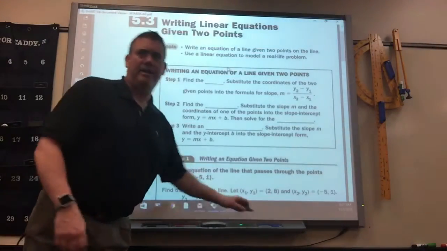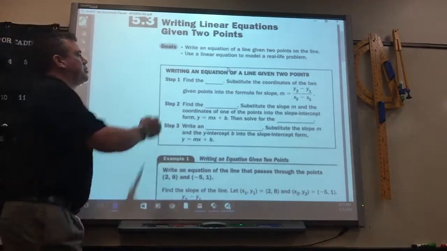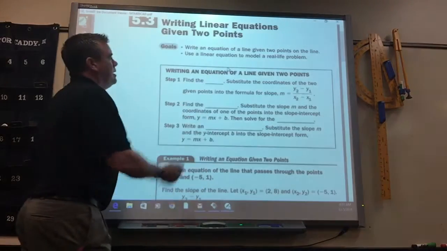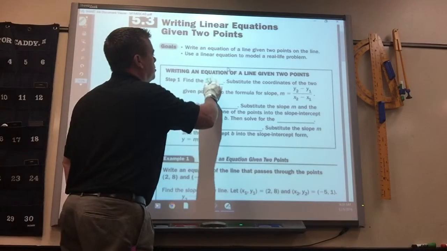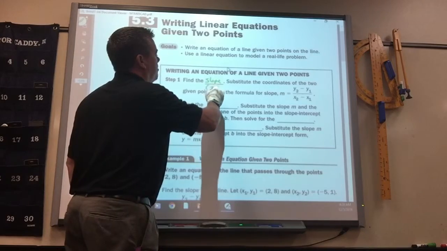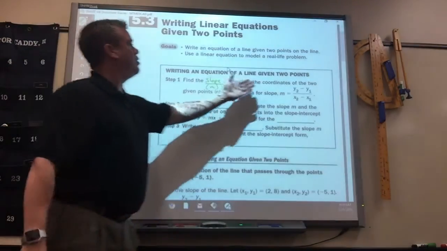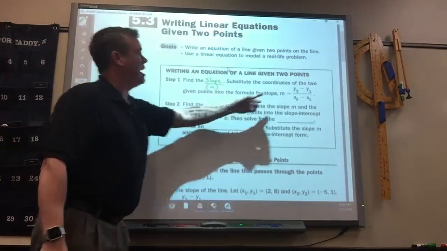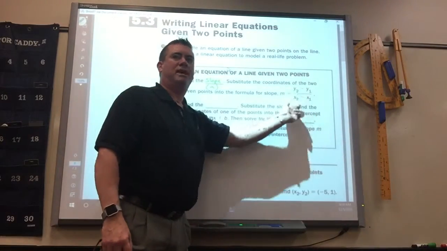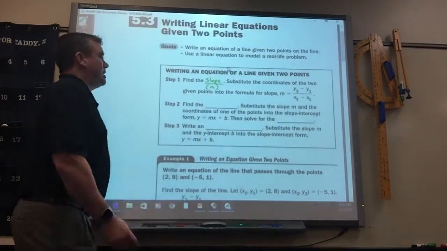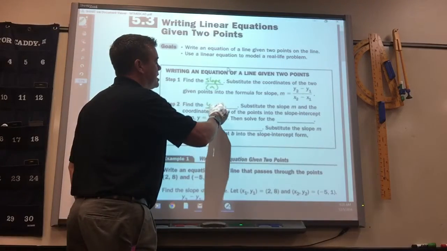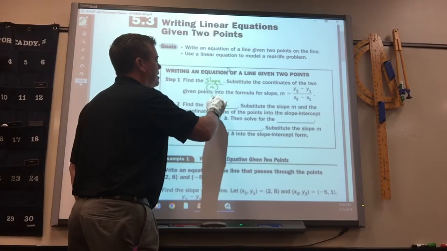We went through this on Friday. So here they just got the 3 steps for writing an equation. First you got to find the slope, m. So you take the coordinates, find the slope: y minus y over x minus x.